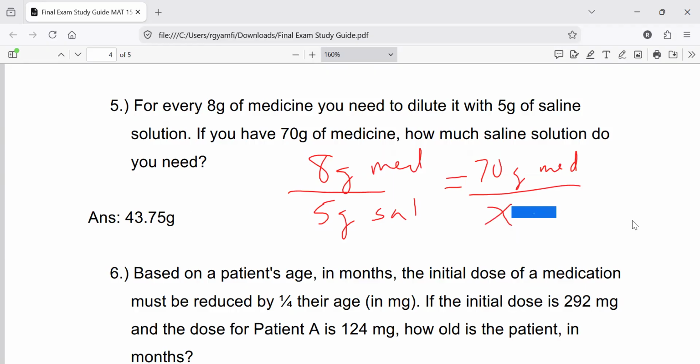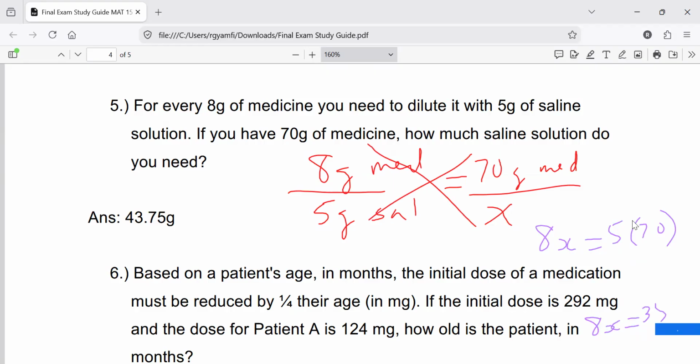I put X here. And then I could cross multiply. You've got 8 times X equals 5 times 70. 5 times 70 is 350. So 8 times X equals 350. You divide by 8, and that should give you 43.75 grams. So it's all about the setup. If you set it up right, you should be good to go.